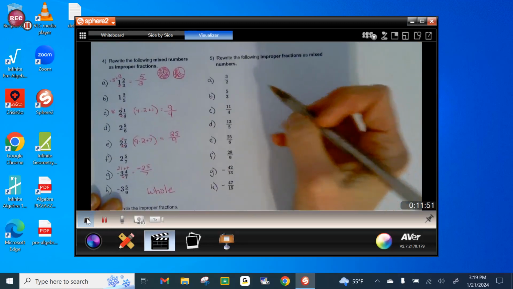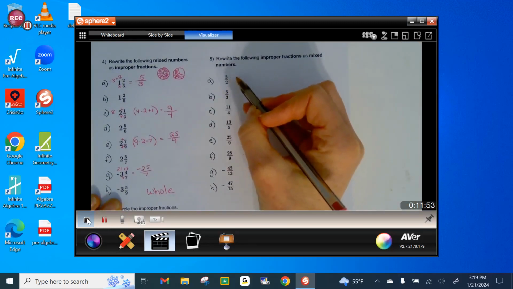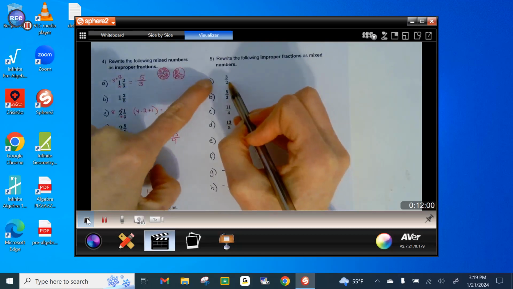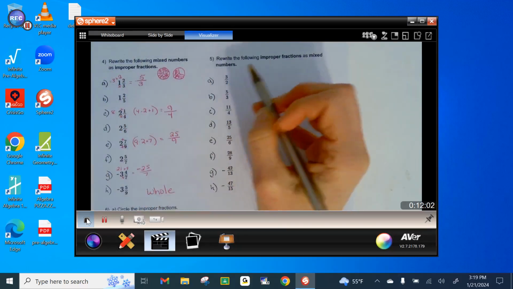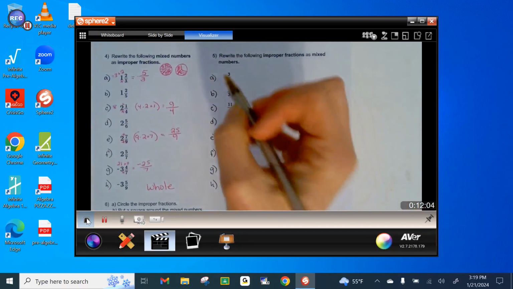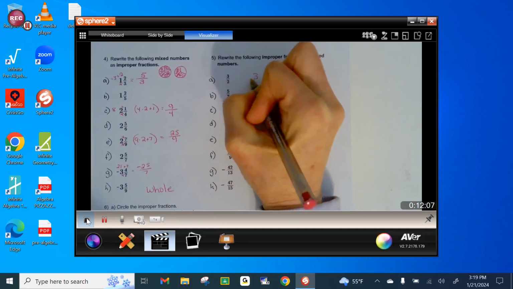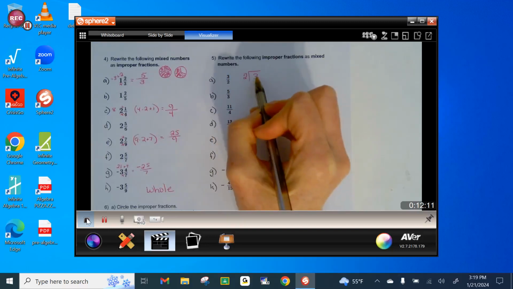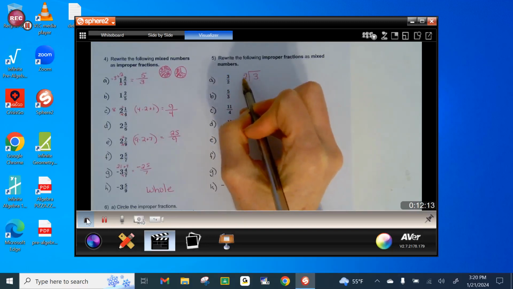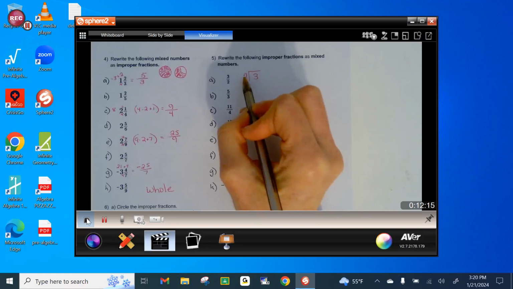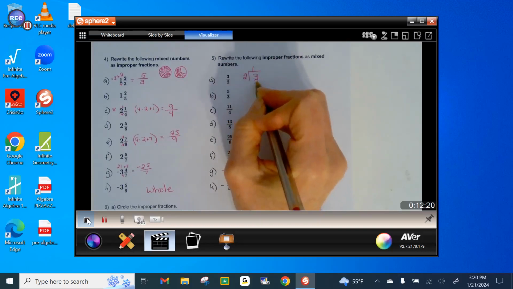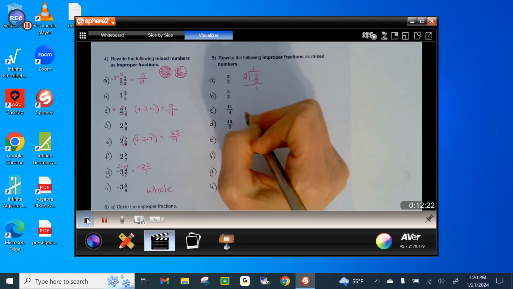Okay, so now we're going to take these improper fractions and change them into mixed numbers. So we're going to do the opposite. Here we took these and turned it into that improper fraction. Now we're going to take the improper fraction and change it into the mixed number. And the way we do this is we take 3 and divide it by 2. So I put the 3 inside. It's being divided by 2. So 2 goes into 3 one time. 1 times 2 is 2. And we subtract.